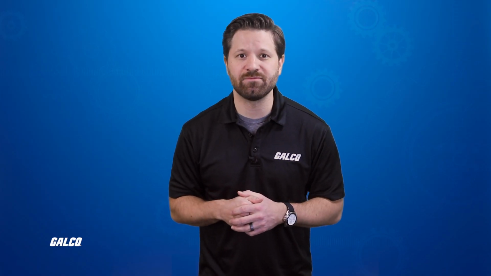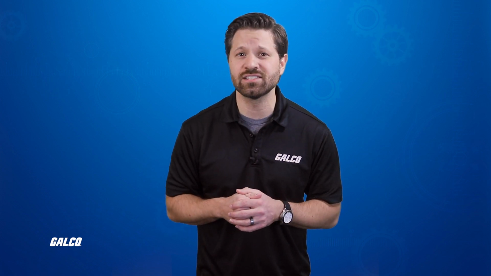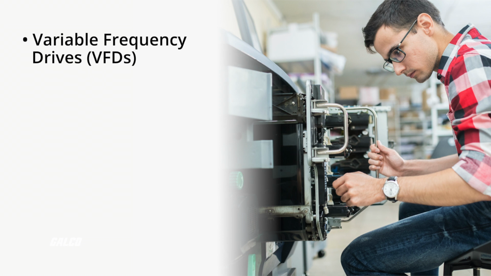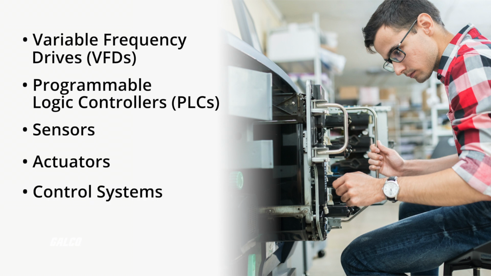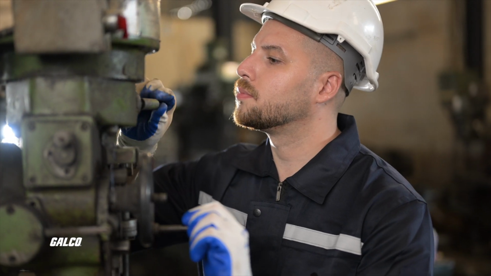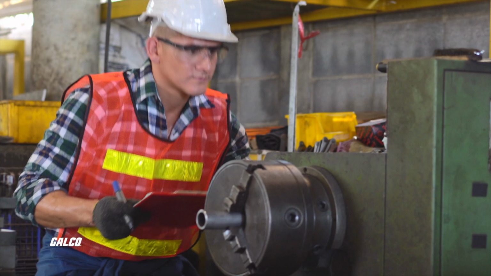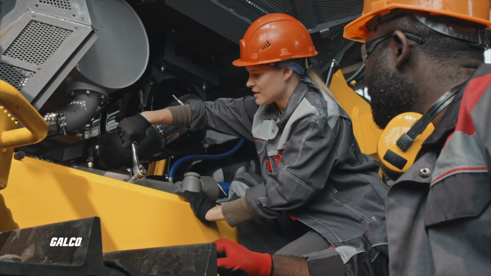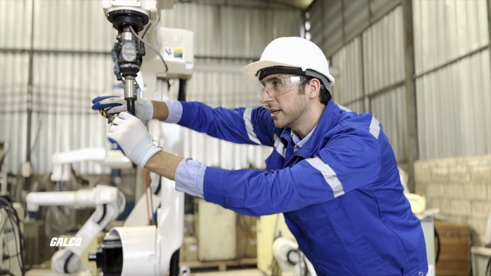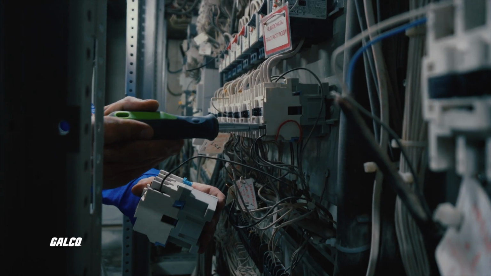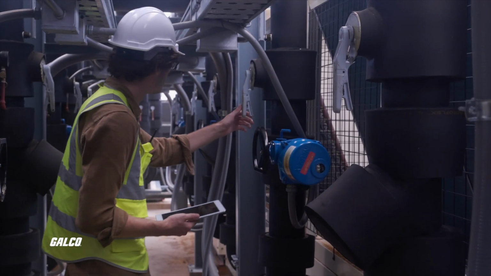As we covered in our previous Preventative Maintenance Tech Tip video, the most common components in need of preventative maintenance are variable frequency drives, programmable logic controllers, sensors, actuators, and control systems. By being proactive and monitoring specific components that could lead to a very costly downtime, you can simplify the process of repairs or part replacements by knowing the specific cause of the system failure.